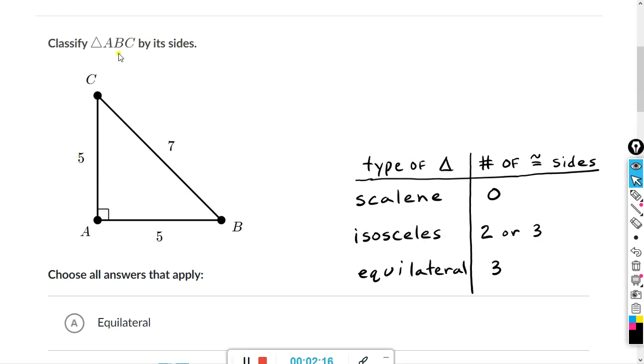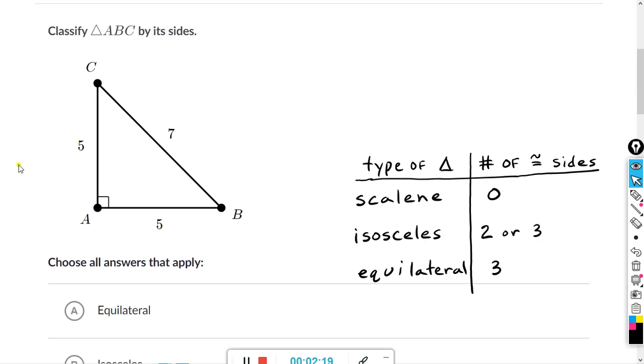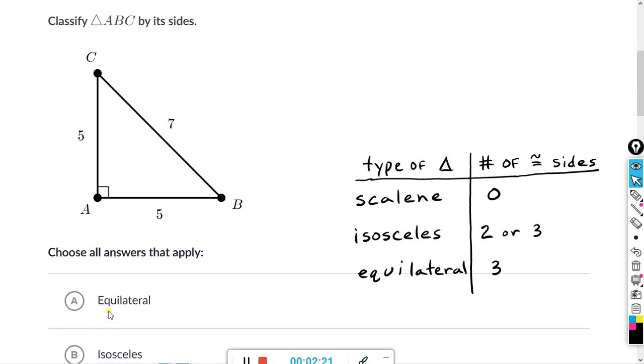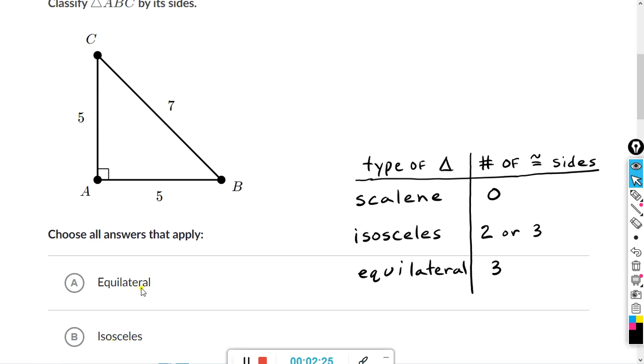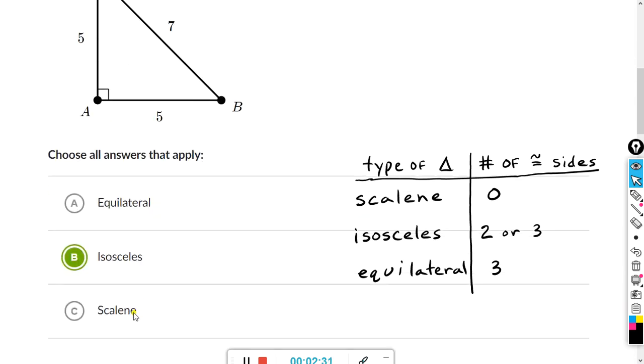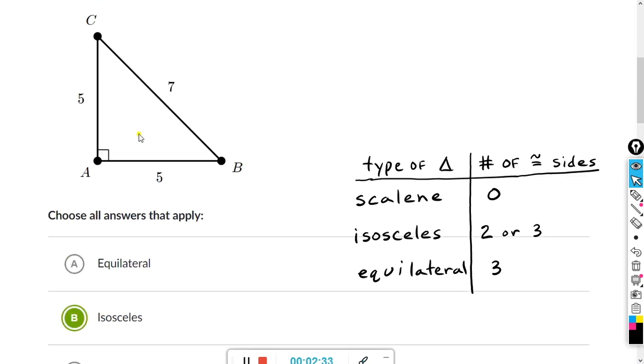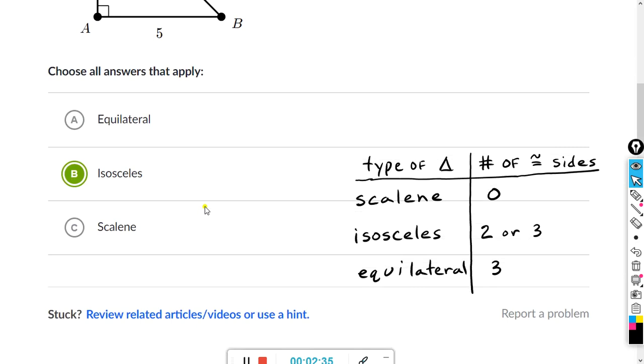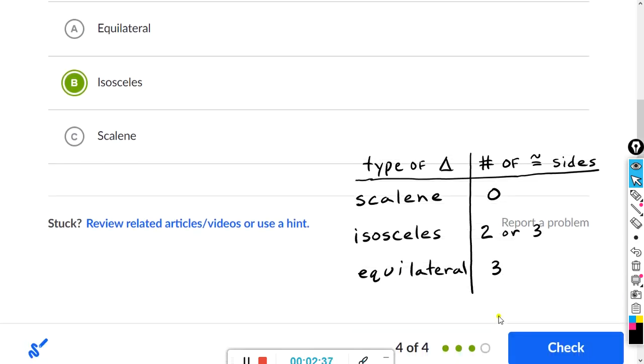Okay, here it says classify a triangle ABC by its sides. All right, let's see. It's not equilateral because it needs all three. It is isosceles because it has at least two. So that one's good. And it's definitely not scalene. They would all have to be different. So it's just isosceles.